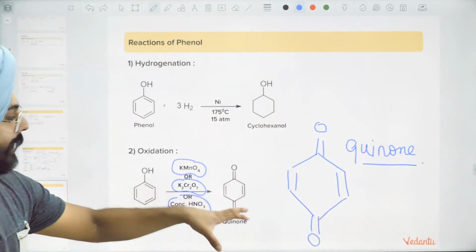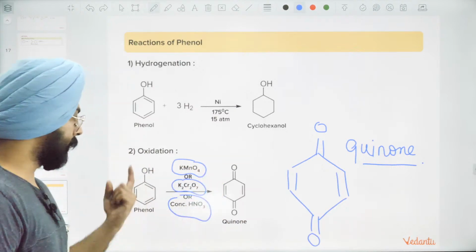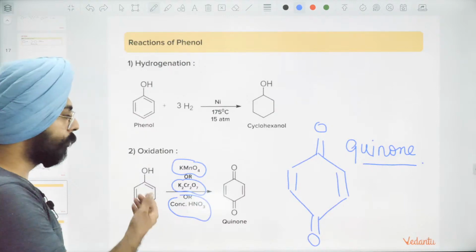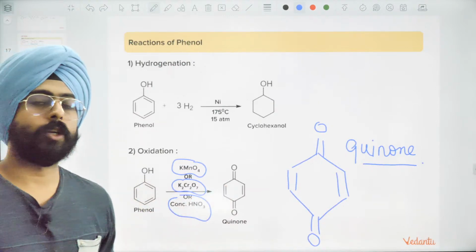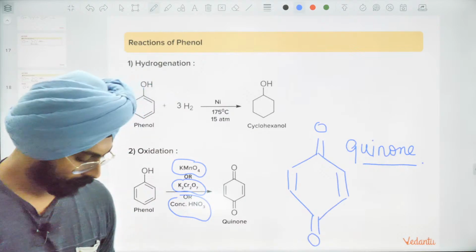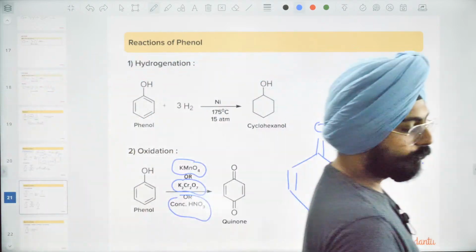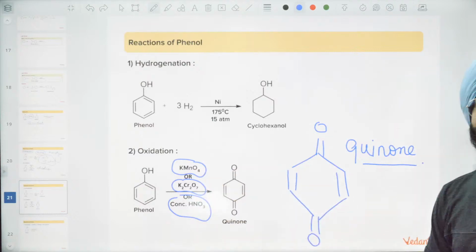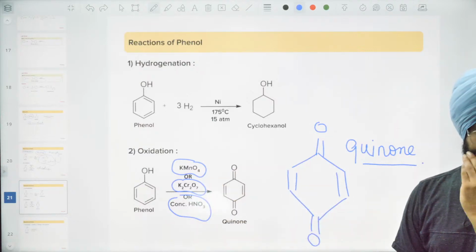You essentially attach one more oxygen to this entire structure. Now the thing is, these are strong oxidizing agents. That's why you are able to convert it into a species that is not aromatic anymore. दिख रहा है ना? Aromaticity of the phenol is lost. It's possible because you are using such strong oxidizing agents. ठीक है?